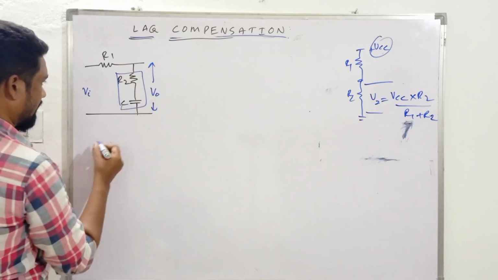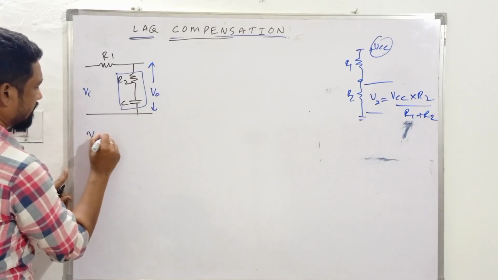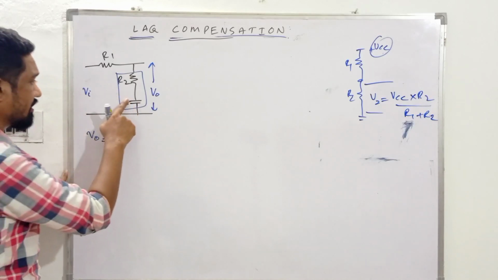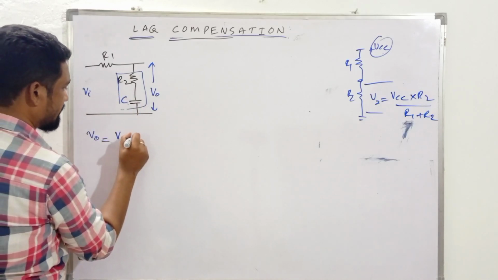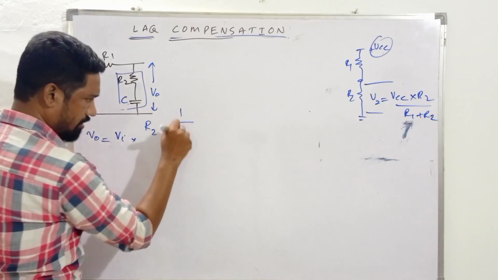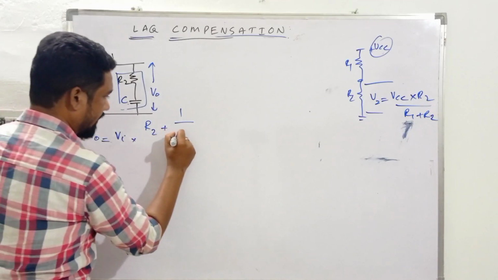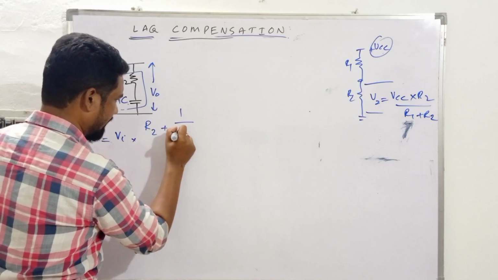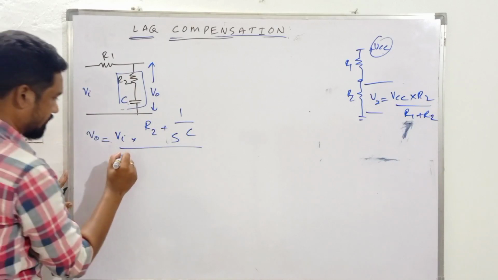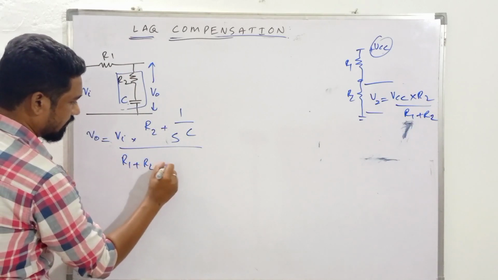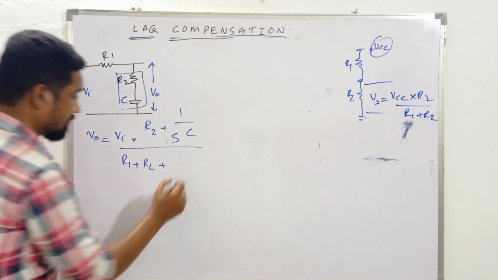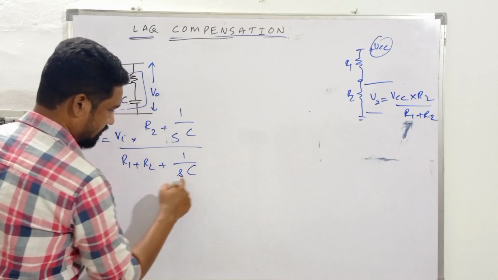All right, so how do we write the expression for V0? V0 will be equal to the supply V in times the impedance, which is the series combination of R2 and C. That is R2 plus 1 by j omega C, that is j omega is S, so 1 by SC, upon the total impedance. So it's R1 plus R2 plus XC, 1 by j omega C, which is 1 upon SC.